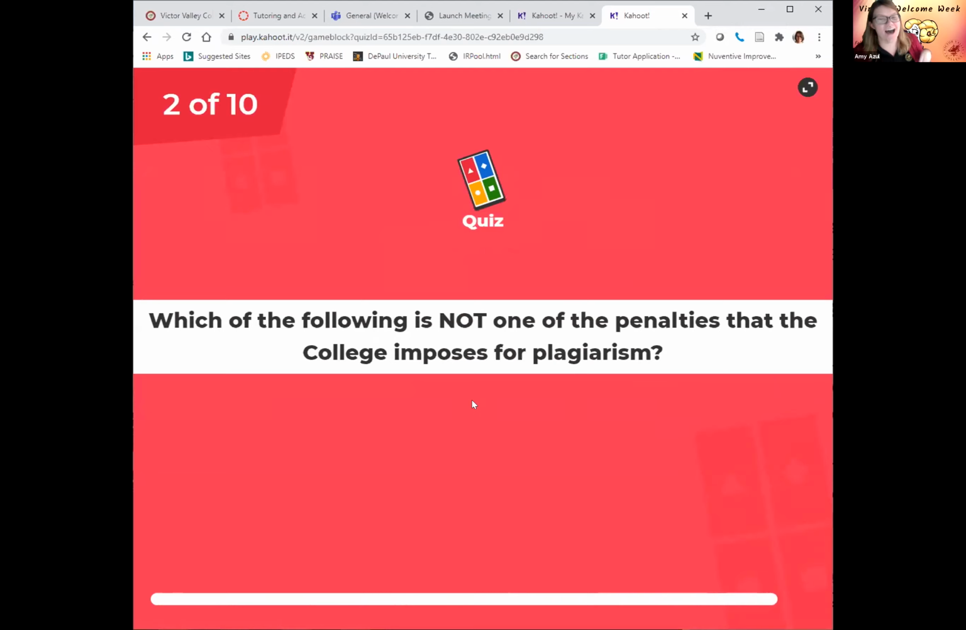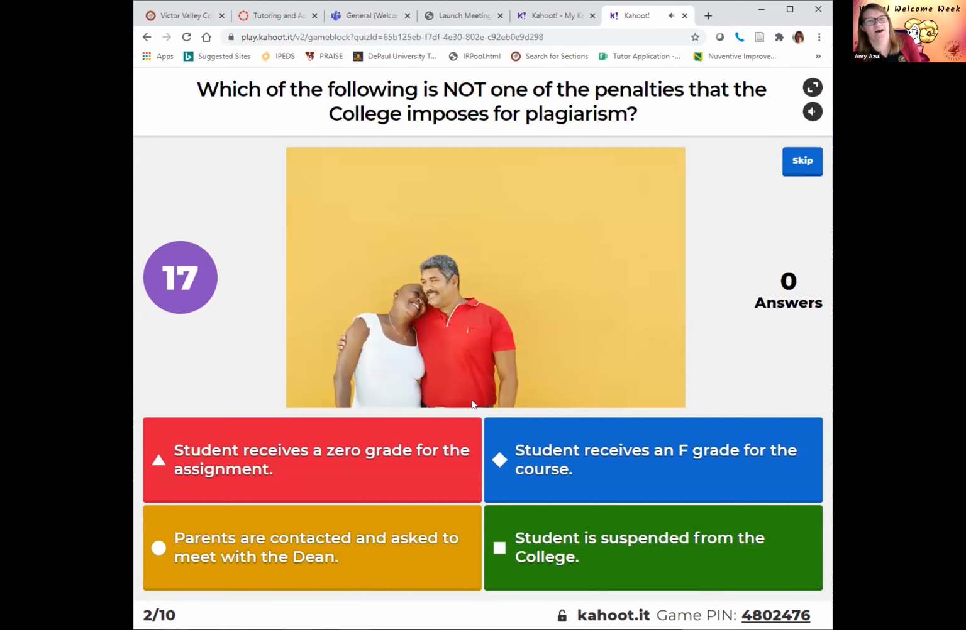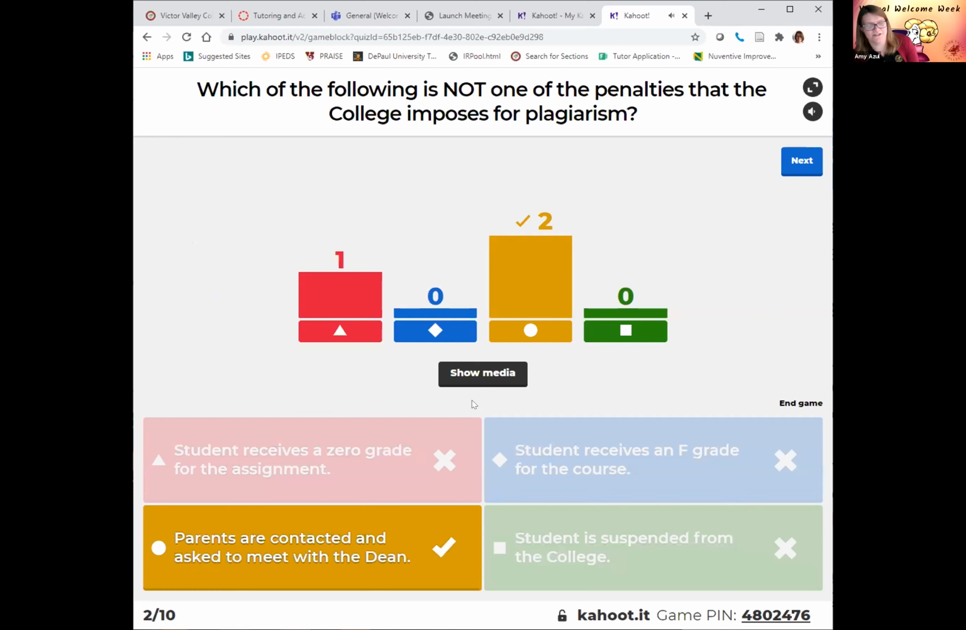Which of the following is not one of the penalties that the college imposes for plagiarism? Student receives a 0 grade for the assignment. Student receives an F for the course. Parents are contacted and asked to meet with the dean. Student is suspended from the college. Yeah, so parents, yes, a lot of our students do have parents, but when you registered for the college, you signed a little waiver that the parents weren't a part of this conversation. So we keep all of this information between the student and you.